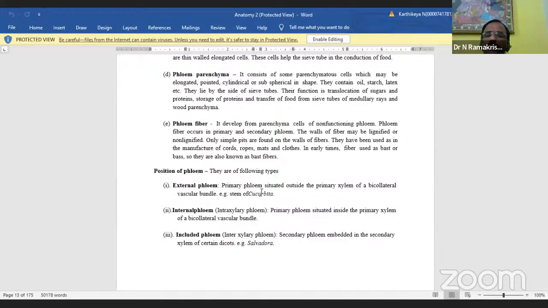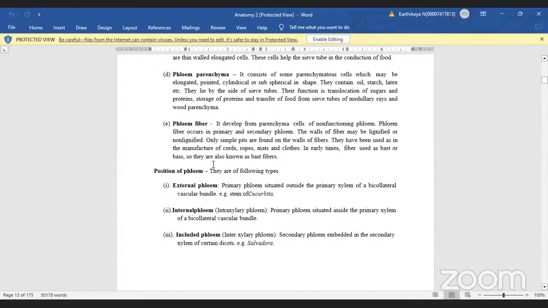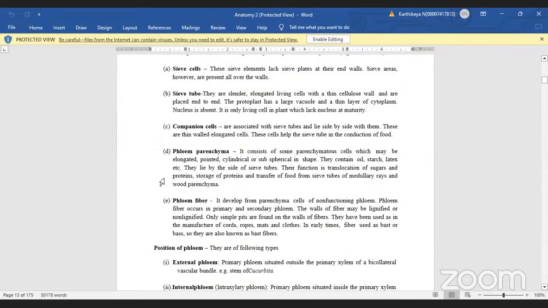Second point, similarly, internal phloem. The phloem is situated inside the primary xylem. Inside, not outside. Where the outside is external, here it is internal. And the third one is interxylary phloem, secondary phloem embedded in the secondary xylem. So we call that included phloem. So this is all about the position of the phloem relative to the xylem.